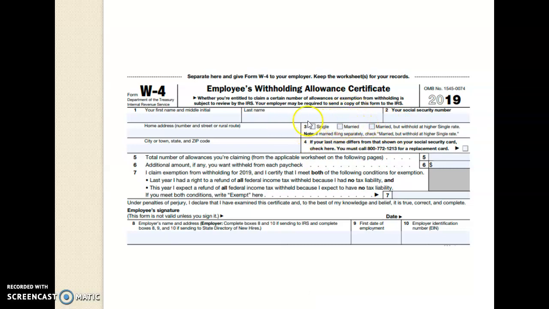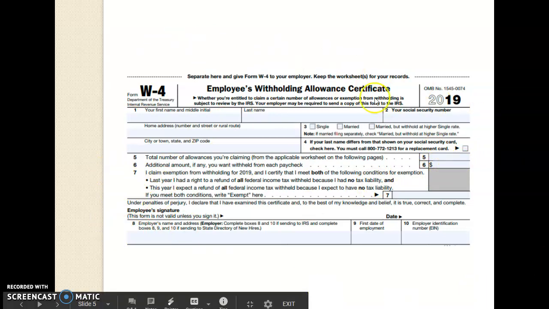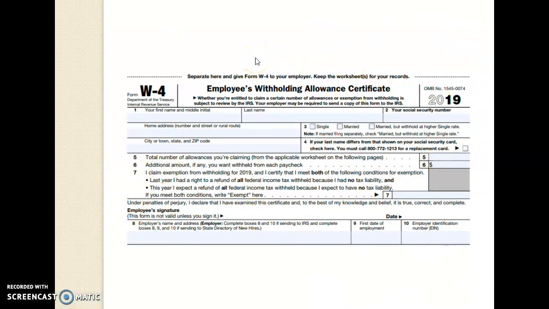So most of you right now will be filing as single, or all of you. The allowances are filled out on a separate sheet. It's usually on the back of this sheet. So you figure out how many allowances you have, and then if you want any more withheld. And this is just a simple, short form, but you need to make sure you're filling it out correctly so that you don't maybe owe taxes at the end.